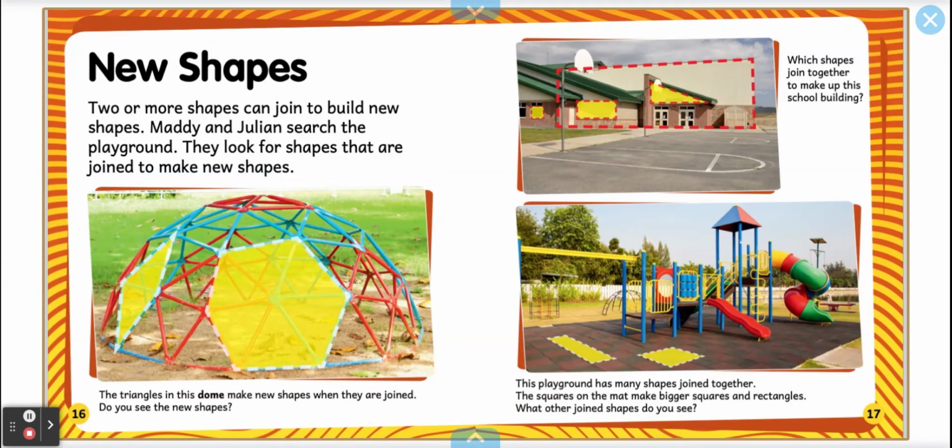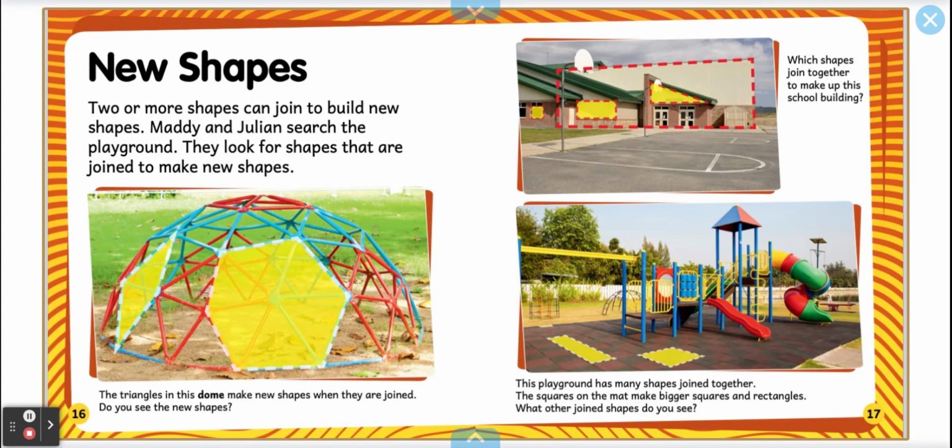New shapes. Two or more shapes can join to build new shapes. Maddie and Julian search the playground. They look for shapes that are joined to make new shapes. The triangles in this dome make new shapes when they are joined. Do you see the new shape? Which shapes join together to make up the school building?